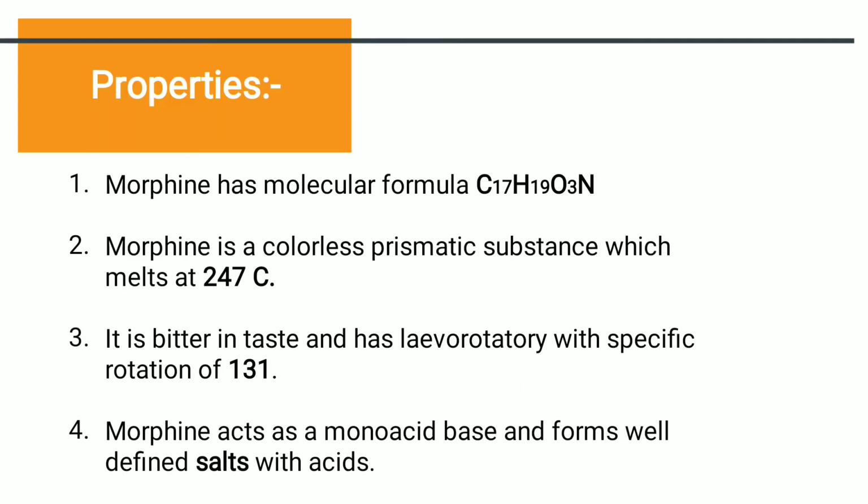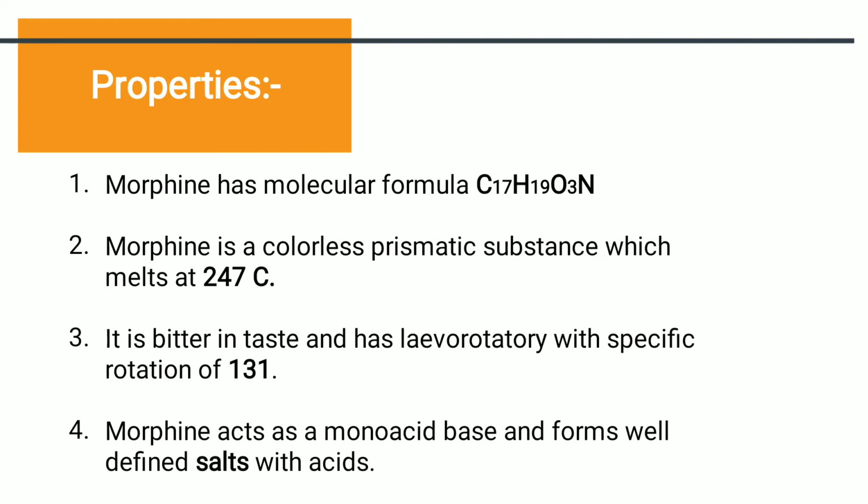Properties. Morphine has molecular formula C17H19O3N. Morphine is a colorless prismatic substance which melts at 247 degrees Celsius. It is bitter in taste and has levorotatory specific rotation of 131 degrees.